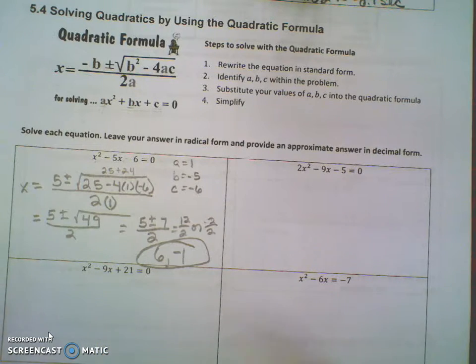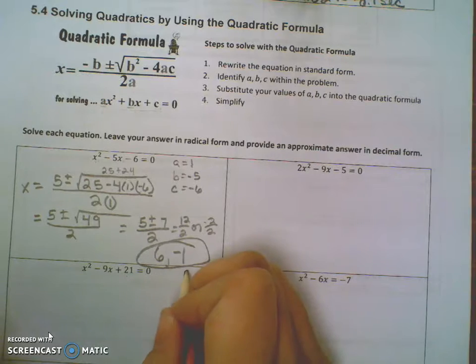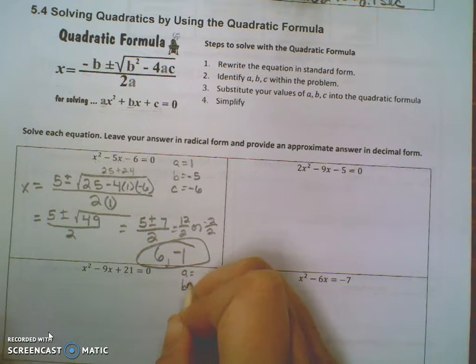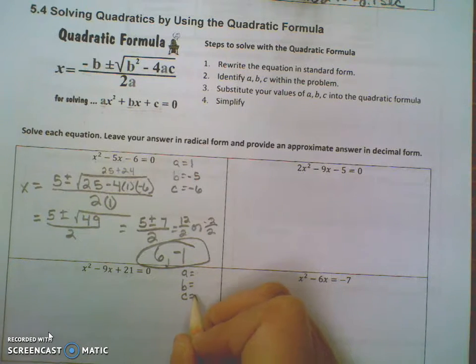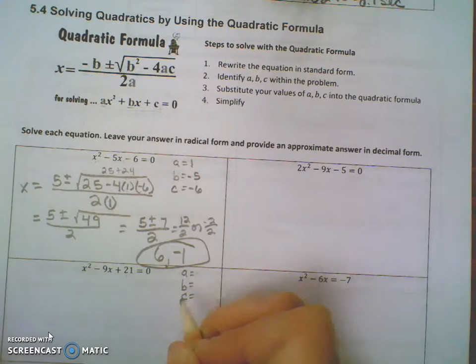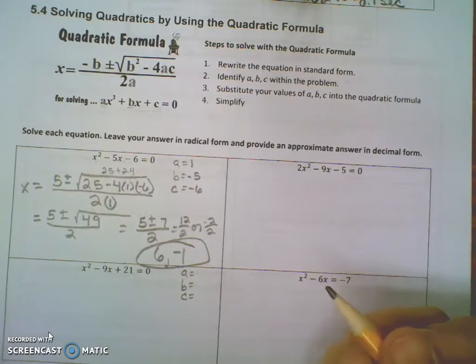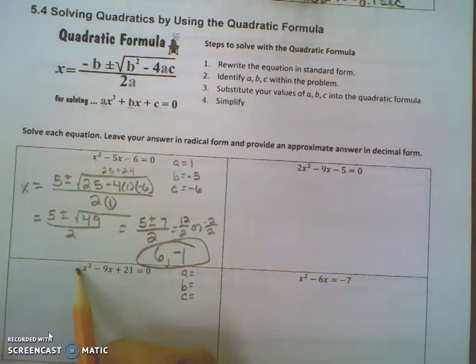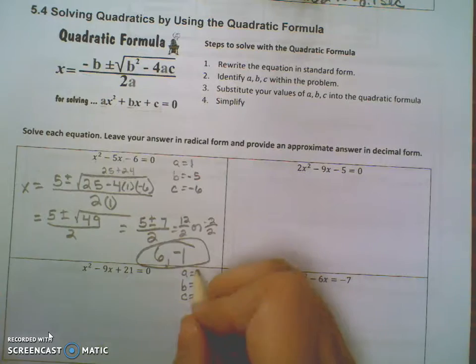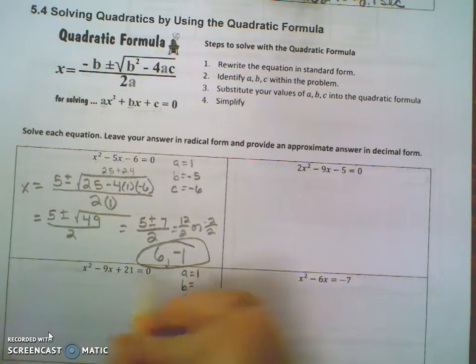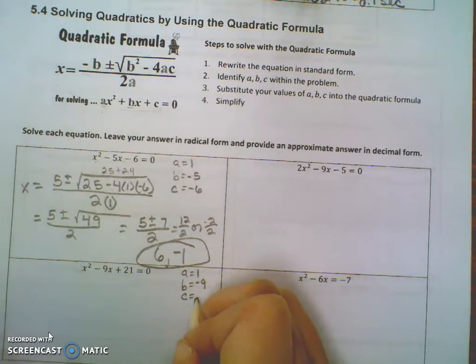Okay, let's do this one right here. So let's identify our a, b, and c again. Now once you get pretty good at this, you don't necessarily have to physically write this out first, but right now I'm doing it so that you can see my thinking. All right, so once again, I don't have anything in front of my x squared, so that's a 1. b is negative 9. c is 21.